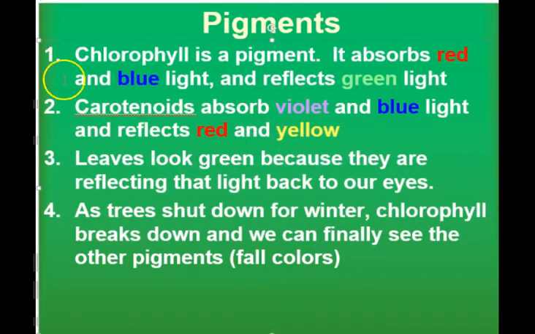So the next step in this particular process is talking about the pigments. The major pigment that we have is chlorophyll. Chlorophyll is going to absorb red and blue light, and it's going to reflect green light, which is why leaves appear green. Leaves look green because they're reflecting that light back. During the fall and winter, this chlorophyll begins to break down, and you begin to see the other pigments bleed out, which is why you see that red and yellowish color associated with the leaves.